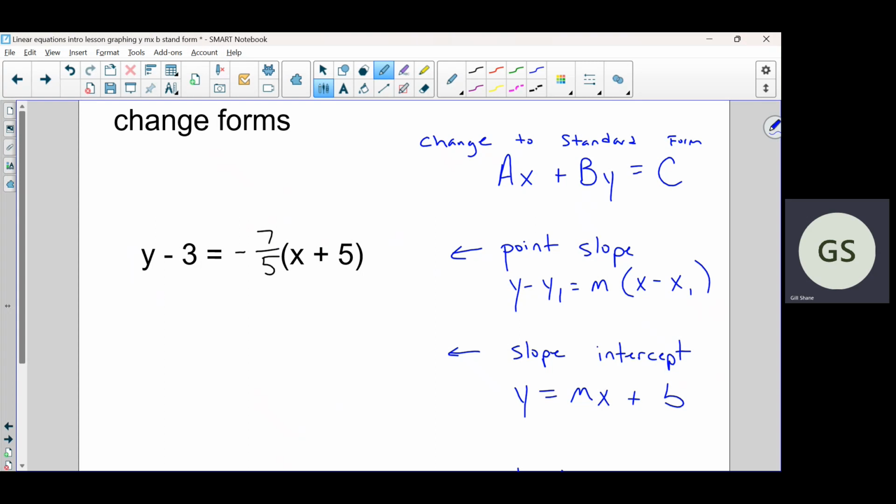What do I need to do? If I want y to be by itself, I've got to get rid of that subtract 3. What do I do? You just add 3. You do the opposite math. That's it. That's the one step you're adding. The hardest step by far is that initial step of getting it into this format.